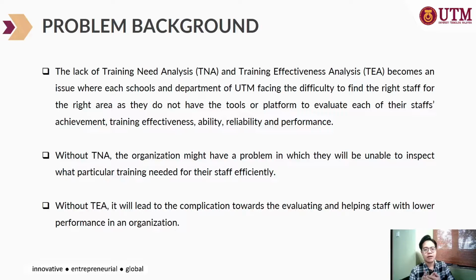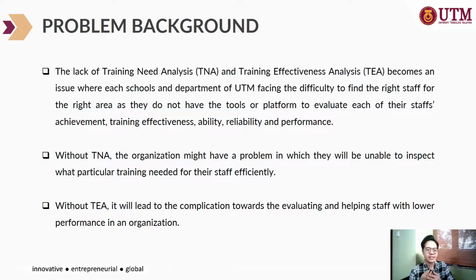The lack of training need analysis (TNA) and training effectiveness analysis (TEA) becomes an issue, where each school and department of UTM faces difficulty finding the right staff for the right area, as they do not have the tools or platform to evaluate each staff member's achievement, training effectiveness, ability, reliability, and performance. Without TNA, the organization might be unable to inspect what particular training is needed for their staff efficiently. Without TEA, it will lead to complications in evaluating and helping staff with lower performance in an organization.